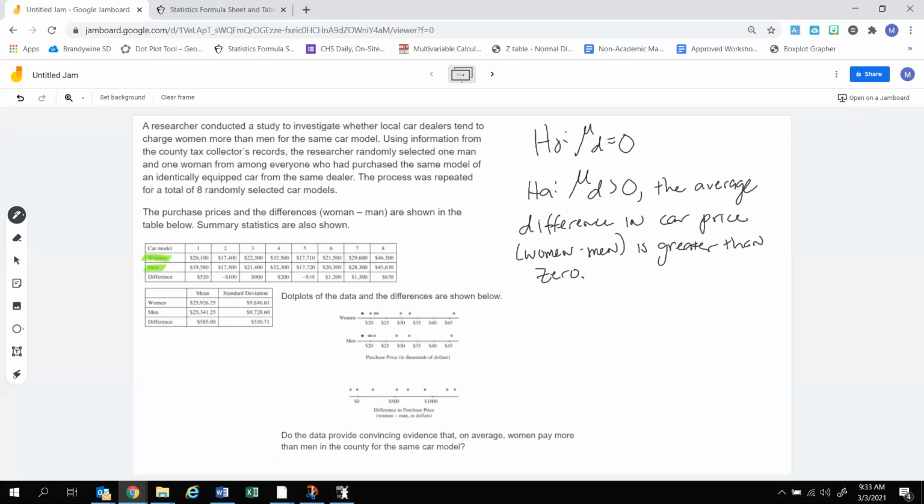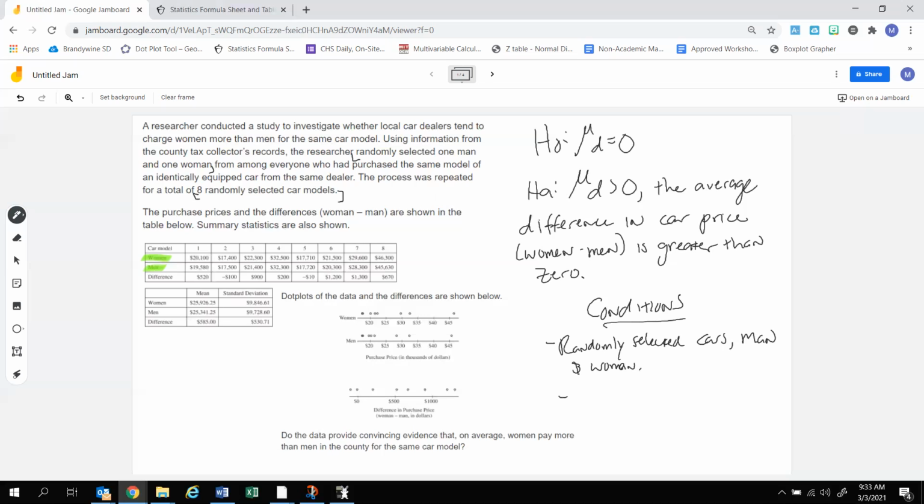Let's use this page to really quickly do the assumptions and conditions. Number 1, random. So let's look through the question. Where does it say anything about random? We have 8 randomly selected car models. We also have randomly selected one man and one woman. So we're going to say randomly selected cars, man and woman. All right, so randomization is good to go.